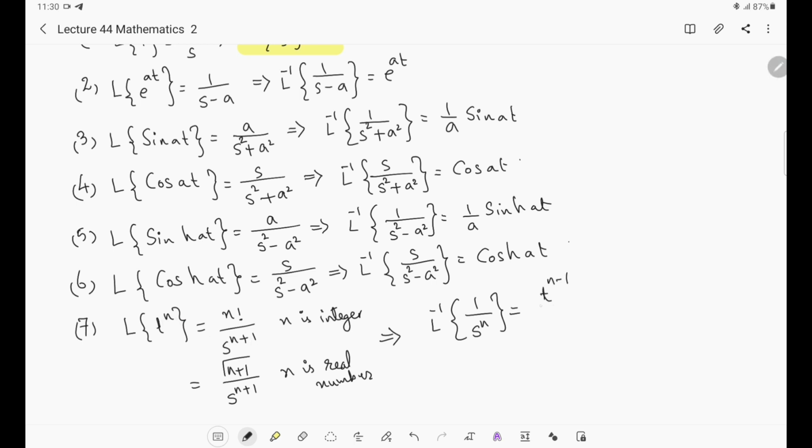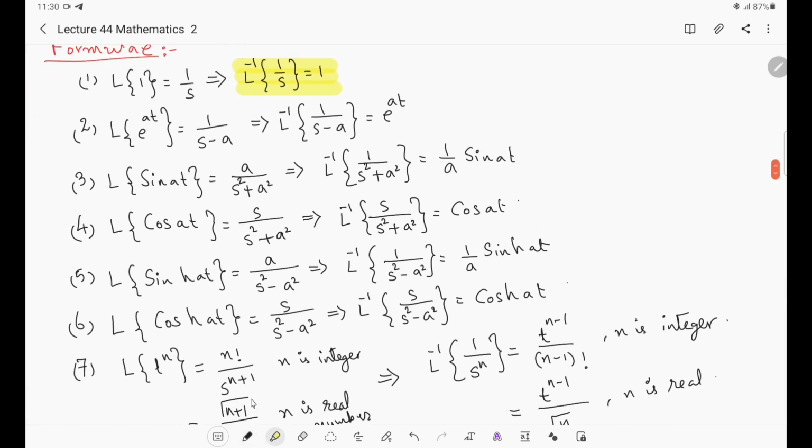So t power n minus 1 by this n factorial will come in the denominator here. So that will become n minus 1 factorial. So the Laplace inverse transform of 1 by s power n is t power n minus 1 by n minus 1 factorial, if n is a positive integer. And this will be t power n minus 1 by gamma n if n is real. So these are the standard formulae for inverse Laplace transform.